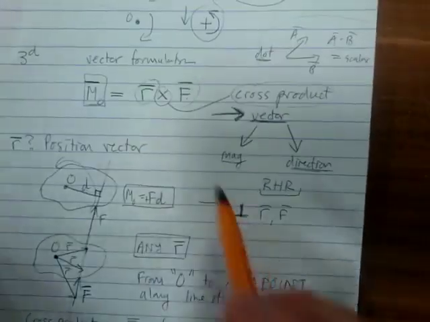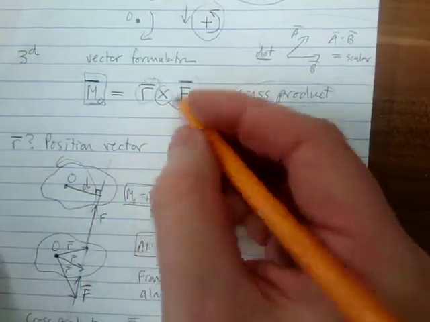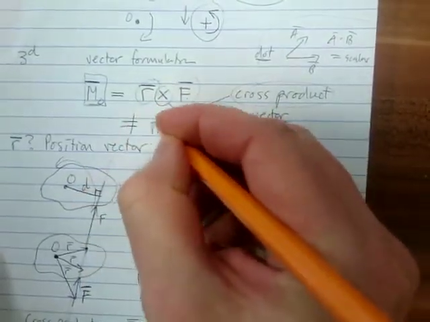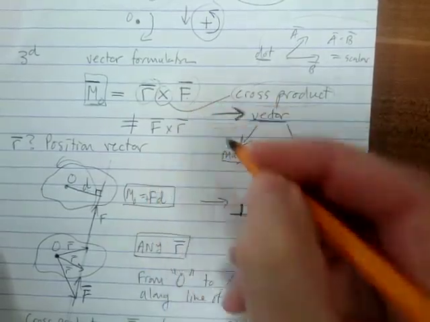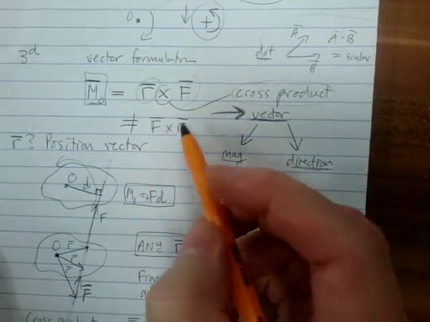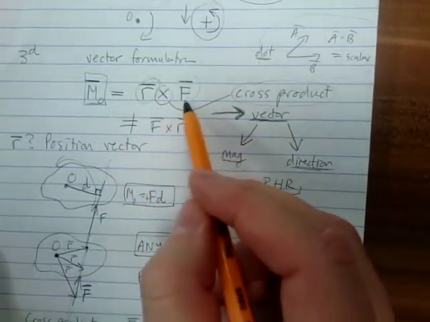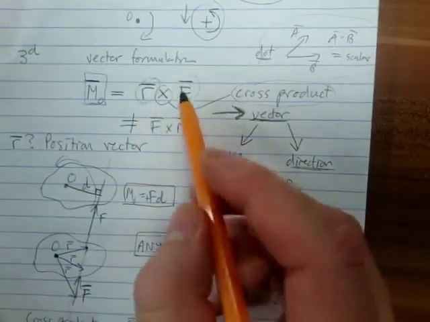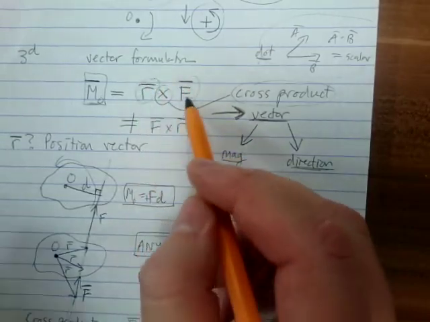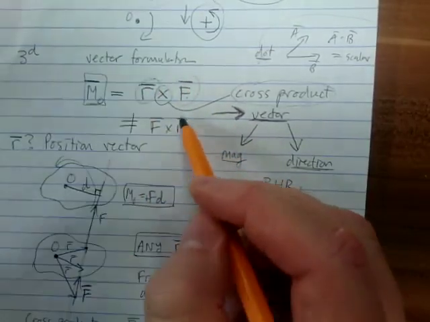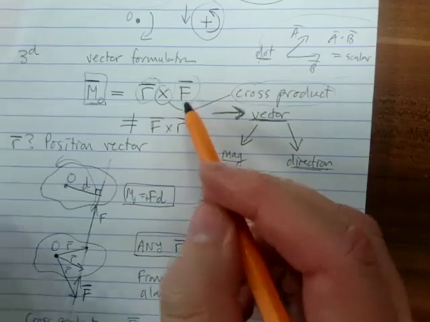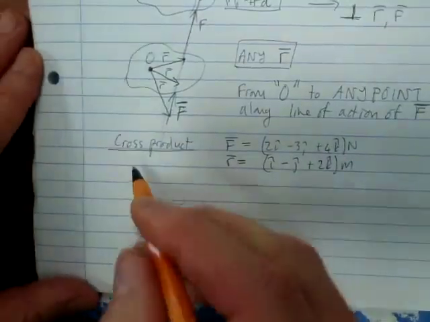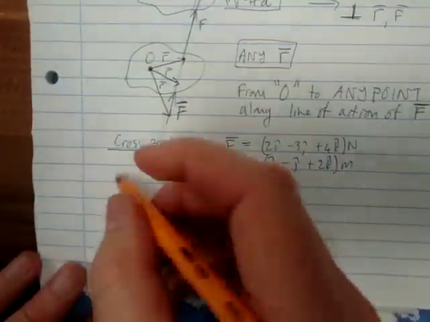Now what is crucial to see, guys, is that R cross F is not equal to F cross R. It's very important that we have the correct order here. Okay? They're not, I think the word is commutative. They're not commutative. These two will have exactly the same magnitude, but they will have the wrong direction. Okay? So you need to go study the cross product.